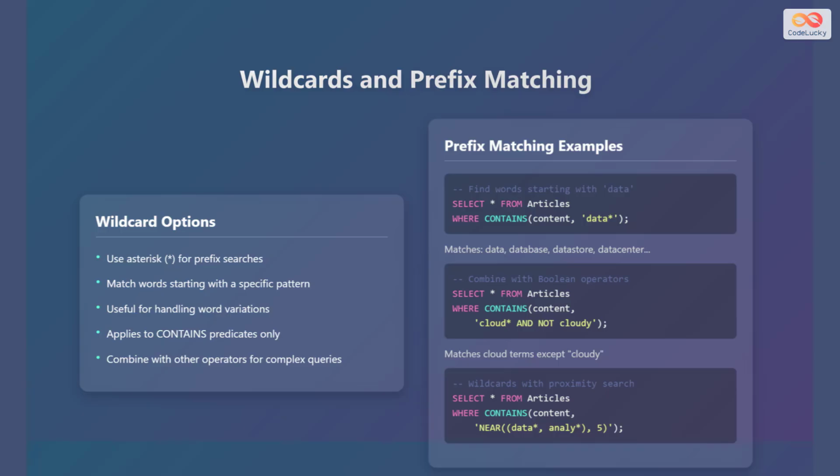For example, to find words starting with data, you can use the query to select all articles where the content contains data asterisk. This matches data, database, data store, and data center. Combining with Boolean operators, you can select all articles where the content contains cloud asterisk and not cloudy. Using wildcards with proximity search, you can find terms like data asterisk and analy asterisk within 5 terms of each other.